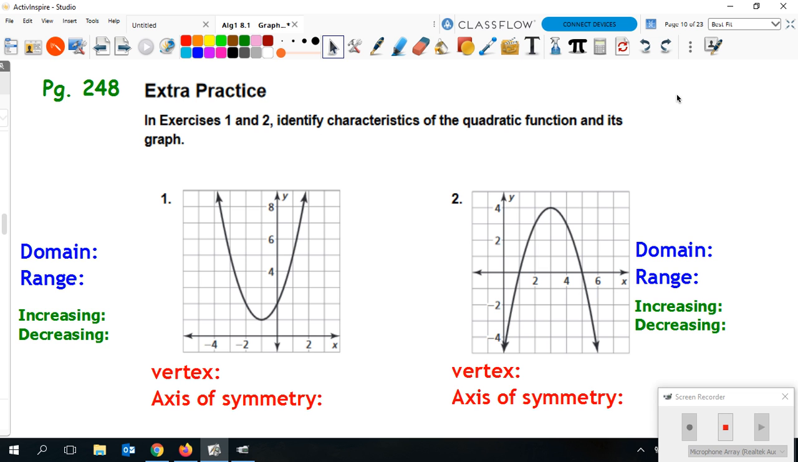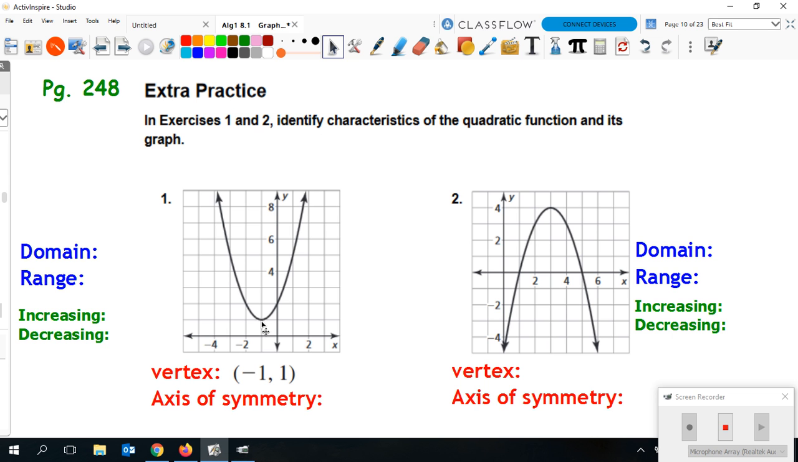Alright, so hopefully you have now tried these and put an answer down for each of these. Let's go ahead and start with the vertex on number 1. What's the vertex? That would be just the point right there. You can see that vertex is the ordered pair (-1, 1). Your vertex is always an ordered pair. It's the lowest point of that parabola, or that quadratic function.